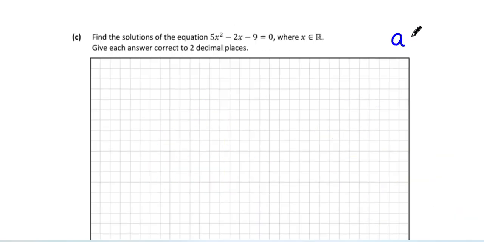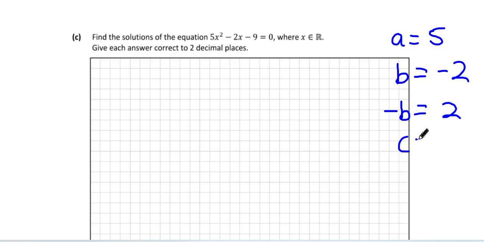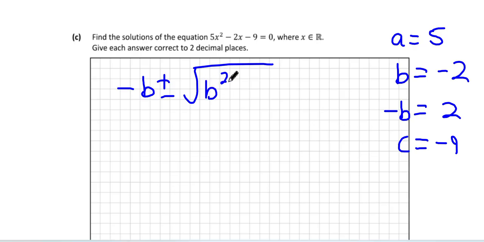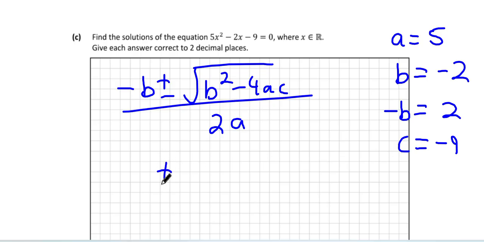So our A value is 5. Your B value, your minus B value, your C value. Okay, go on, do it. I'm hoping you all get this right tomorrow, or on Monday, I mean, because you're going to have to do this.